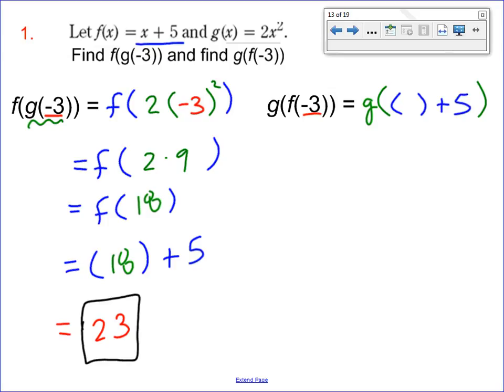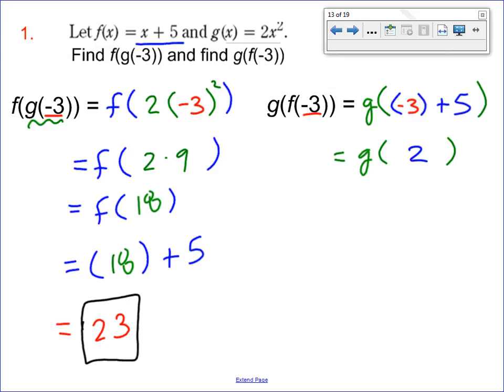So once again, I'm taking the same x value, negative 3, and I'm plugging into my innermost function. It's just that this time my innermost function is f. So I go to f's rule. In f's rule, I plug in negative 3. Negative 3 plus 5 is 2. And so my intermediate value is 2, and I'm going to plug that into my outermost function's rule.